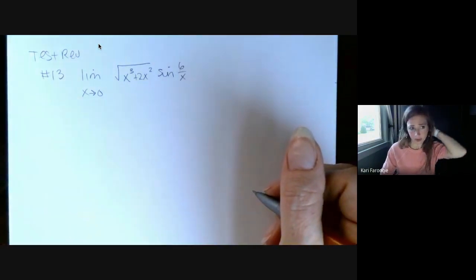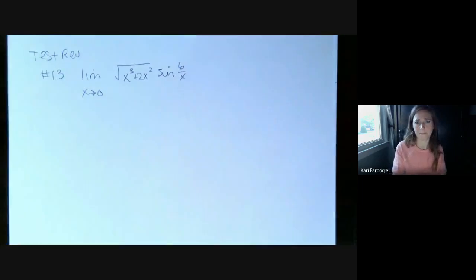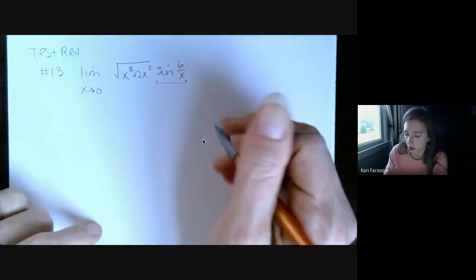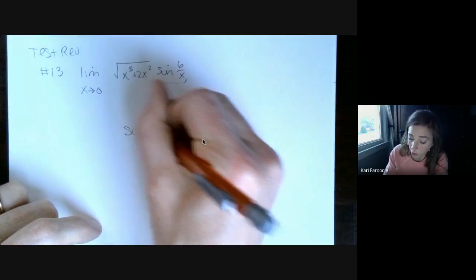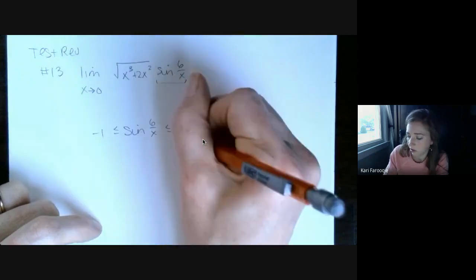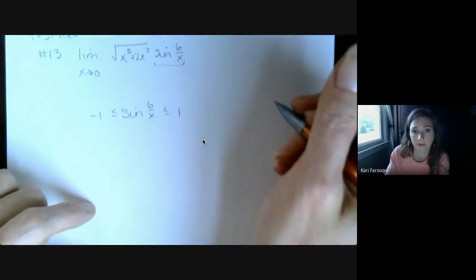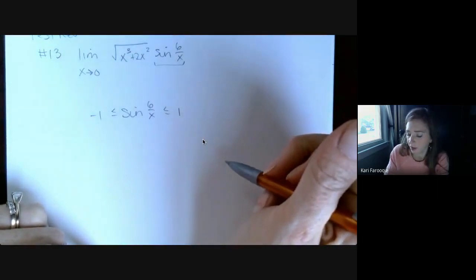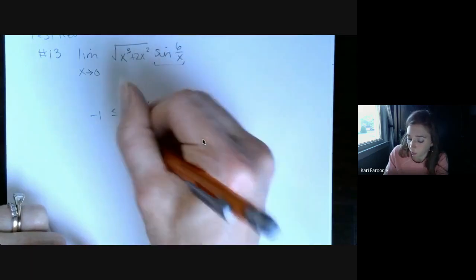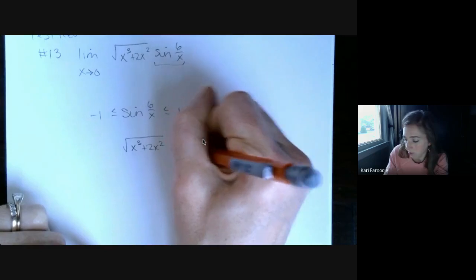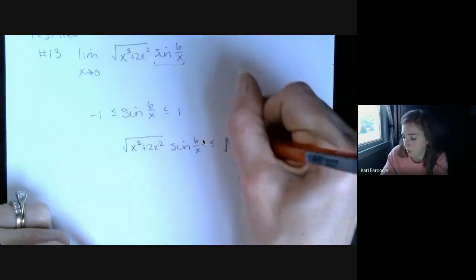Okay, so when we're using the squeeze theorem, let me get back to you over here. There we go. We're going to start with our trig function, and we know that the sine, no matter what the angle is, has to be between the values of -1 and 1. So start out there, squeeze it between -1 and 1, and then you're going to build this function up. So what you're going to do here is multiply each piece of the inequality by your radical.